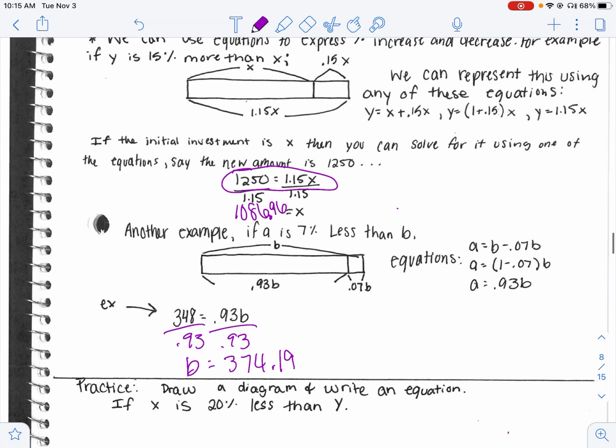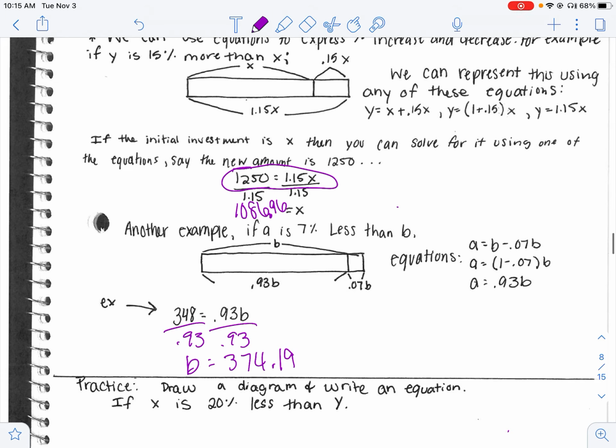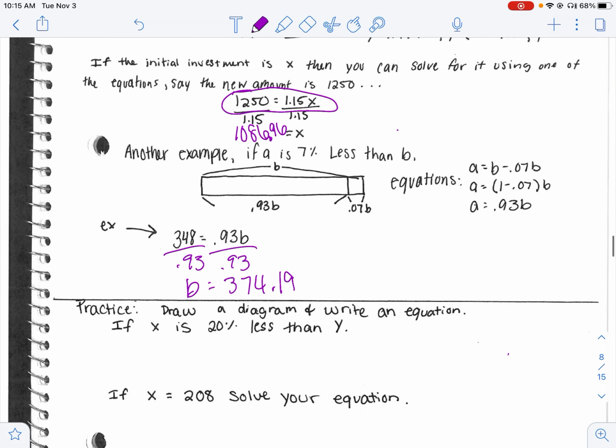Okay, looking at the last one, we need to draw a tape diagram for this. I'm going to show you the top one again. So this one says if x is 20% less than y. If we look at the top one, it says y is 15% more than x. So if you notice that y is not shown in this equation at all, so we're not really going to show x in this equation at all.